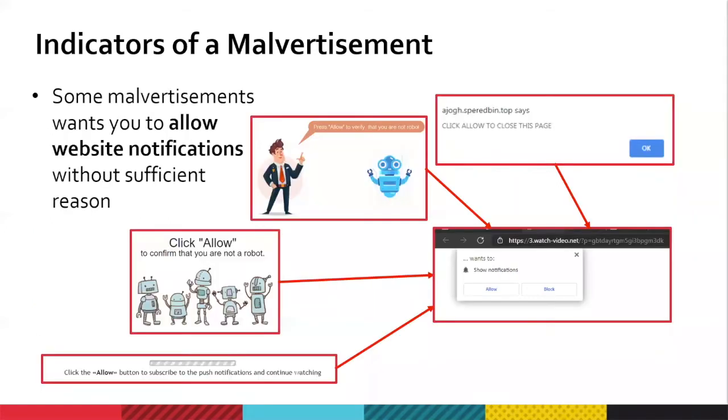Another thing is that some malvertisements want you to allow website notifications without sufficient reasons or for the most ridiculous reasons. Remember, when you're usually enabling website notifications, you're only going to use this for, let's say, having a new message from a friend, receiving a new email, or receiving new subscriptions. But malvertisements want you to allow notifications for reasons like proving you're a human being, to continue watching, or to close a website. Now, there may be chances that you have stumbled upon a malvertisement if you've ever come across one of these.